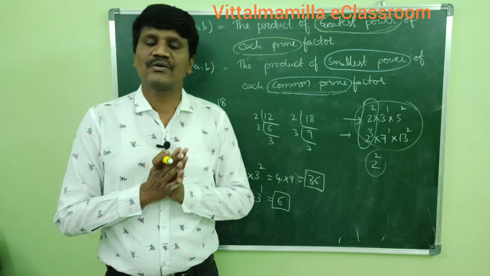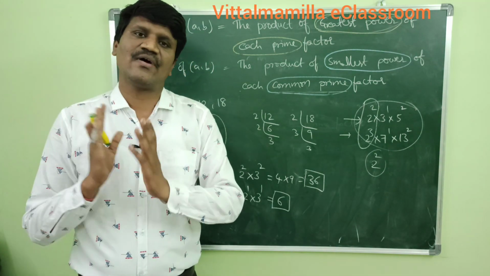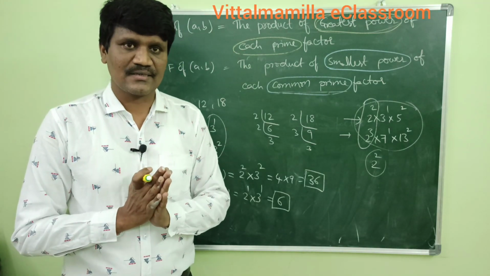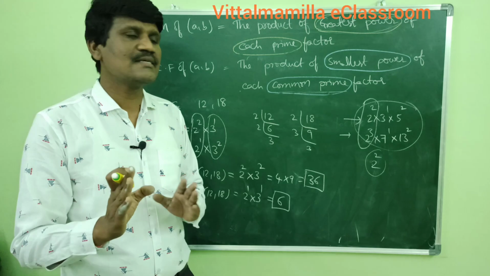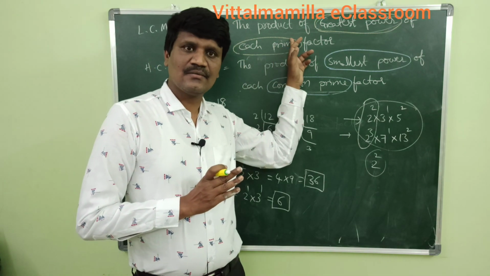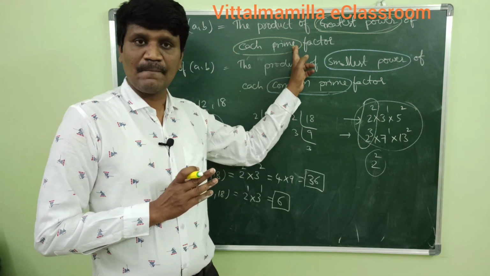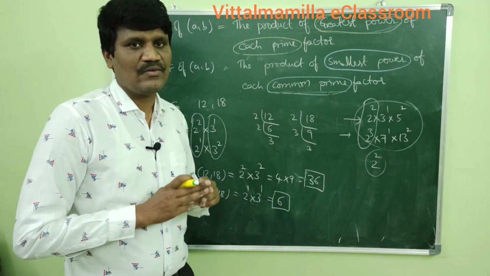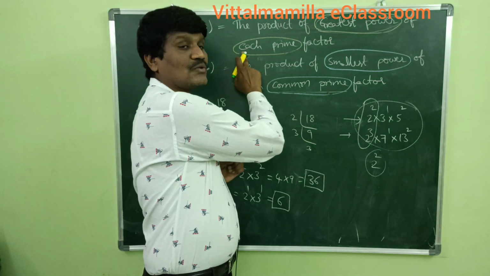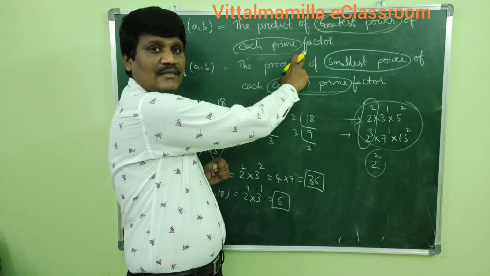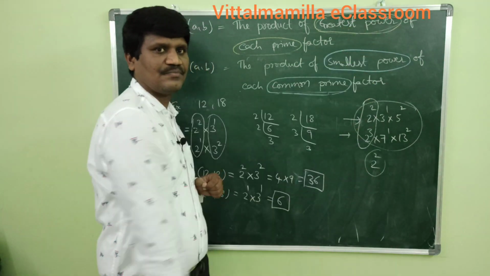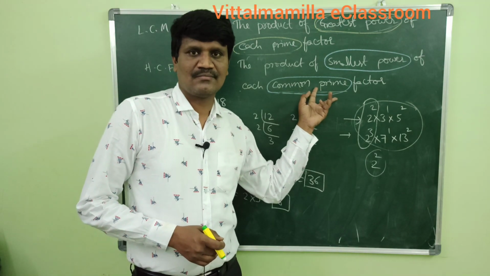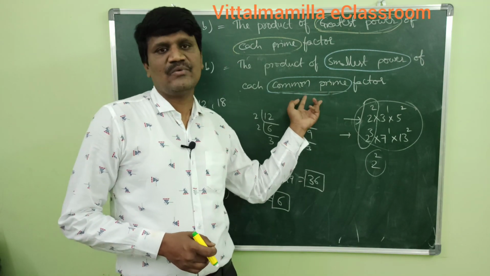So the main thing you should note is that first you write down the factorization. You know how to write the factorization. After writing the factorization, for LCM, you should consider each and every prime factor, the product of each and every prime factor, and take the greatest power from those two. Okay, for LCM, what you should consider? Each prime factor product and the greatest power. And for the HCF, you should take only common primes. Only common primes you should take.